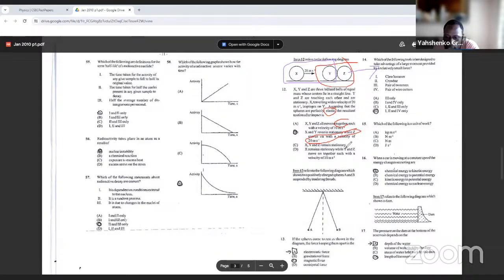X, Y, and Z remain stationary. If X, Y, and Z remain stationary, that means the entire momentum would be 0. What happened to the momentum that came in? Where did it go? All right, so that would be problematic.